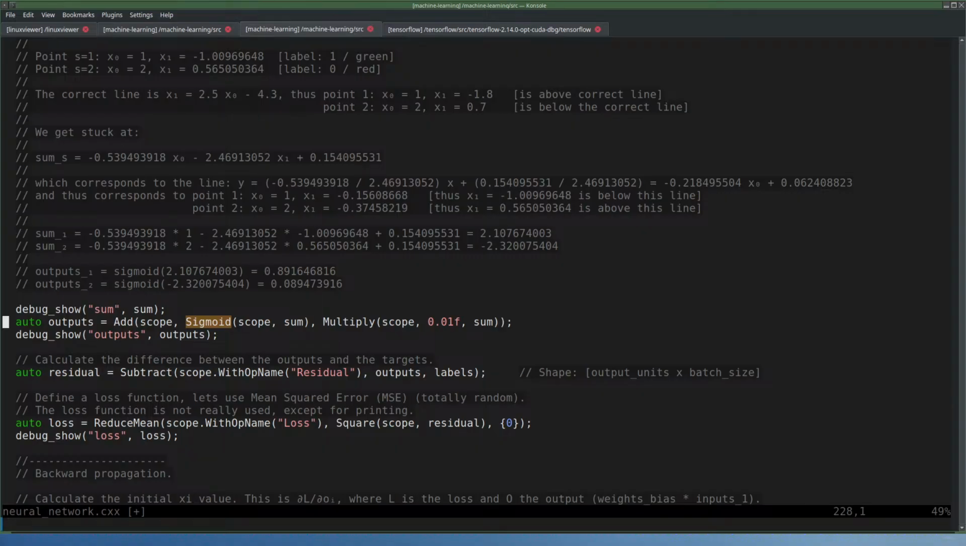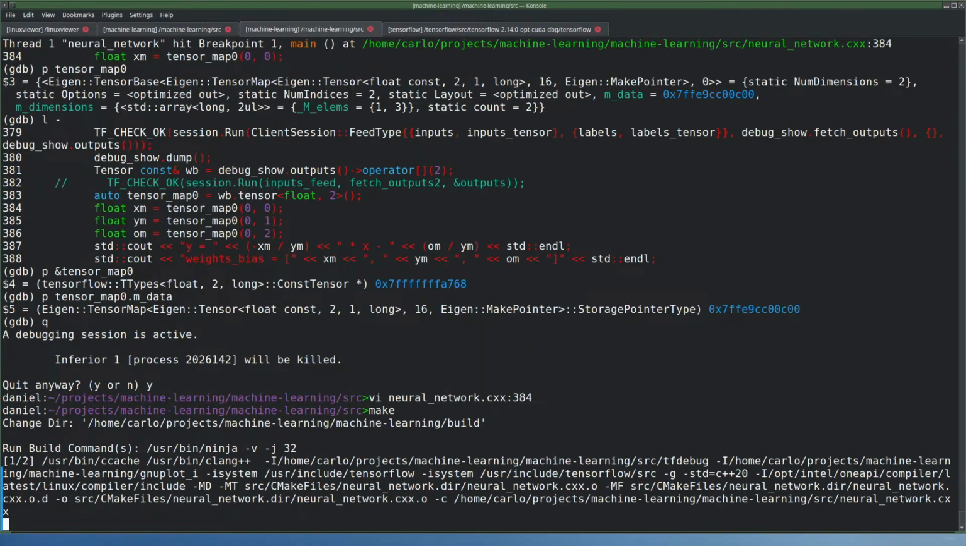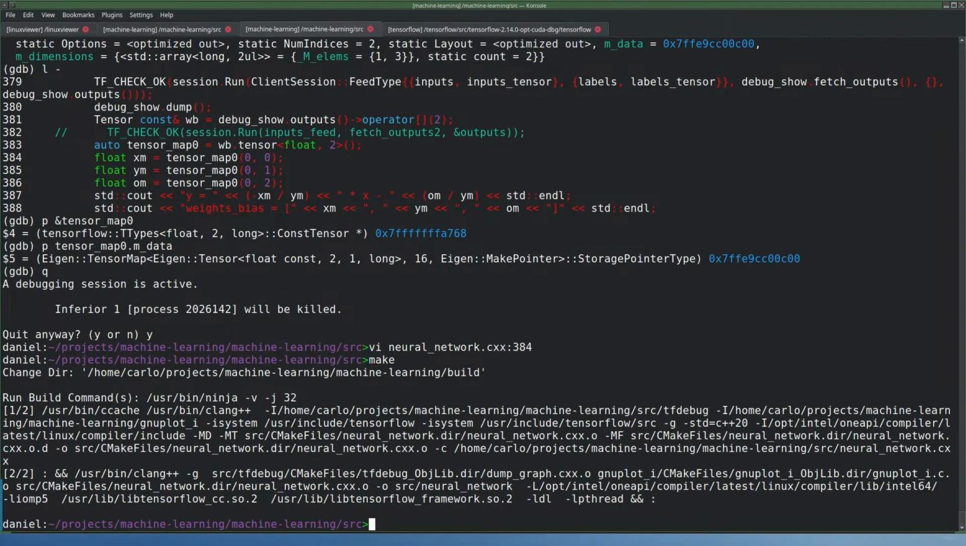Random guess. Instead of using just sigmoid of sum, we multiply sum also with a very small number, and then I add that to the sigmoid function. It's not enough because you also have to look at the derivative, but let me check if this compiles. It compiles. Now I want to know what happens if I run this.